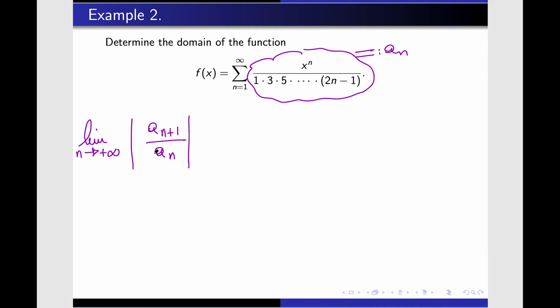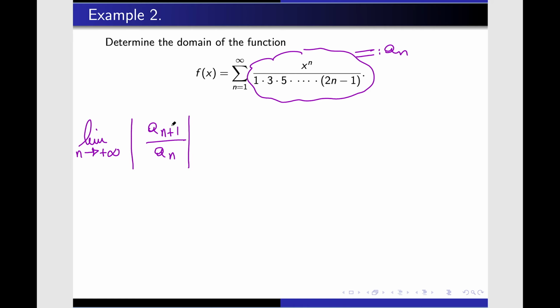Correct? And if this limit turns out to be a number smaller than 1, or if we can make this limit a number smaller than 1, then the series is going to be absolutely convergent, and hence such an x is going to be part of the domain. And whenever the limit is bigger than 1, the series is going to be divergent. And when it's equal to 1, we have to check by hand what happens, because the ratio test doesn't give us any information. It's inconclusive, right? All right, so let's see what this limit is first in terms of x.